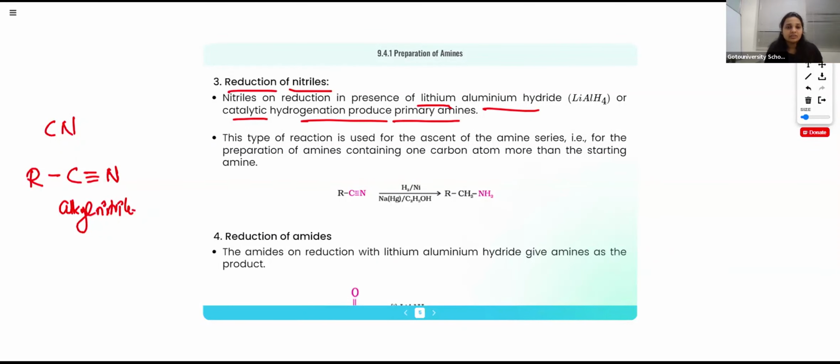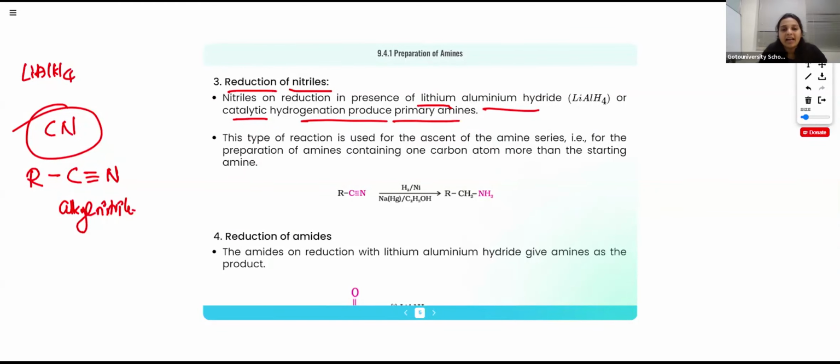See, this is reduction. So reduction means we need a reducing agent, that is lithium aluminum hydride. I told you, whenever they are asking about a reducing agent, the first one that should come in your mind should be lithium aluminum hydride. The second one is what? You remember? Sodium borohydride, I told you. So the compounds containing CN groups are called alkyl nitriles. They are commonly called nitriles. So nitriles on reduction in presence of lithium aluminum hydride or catalytic hydrogenation produce primary amines.